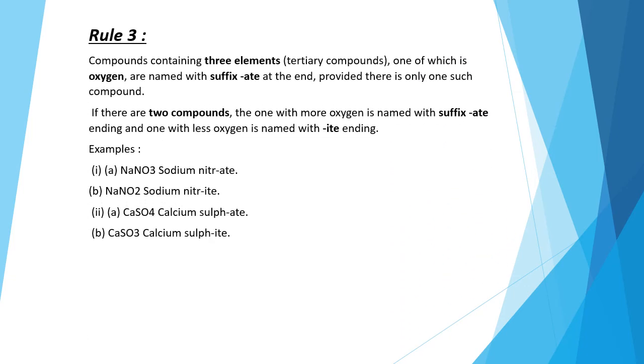Third rule: compounds containing three elements, that is tertiary compounds, one of which is oxygen, are named with the suffix ate at the end, provided there is only one such compound. If there are two compounds, the one with more oxygen is named with the suffix ate ending and the one with less oxygen is named with the ite ending.